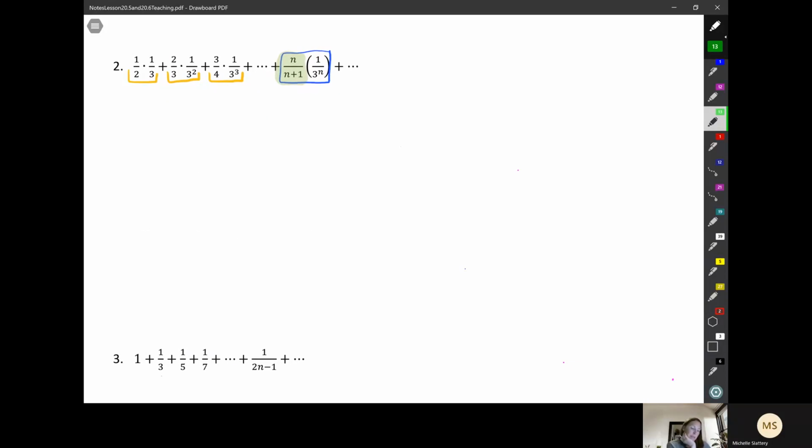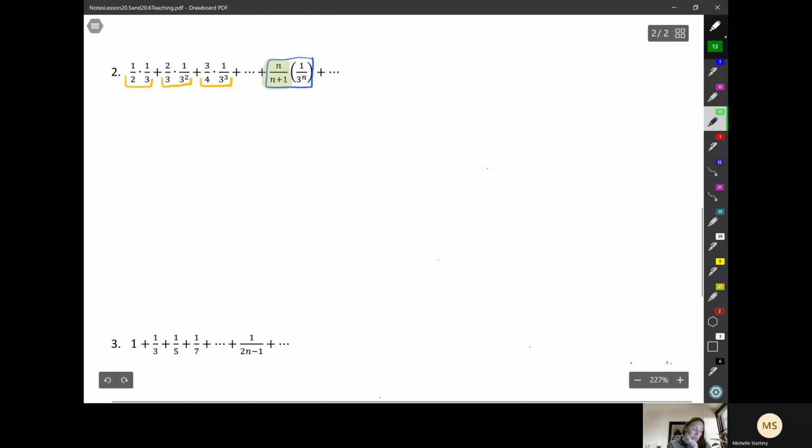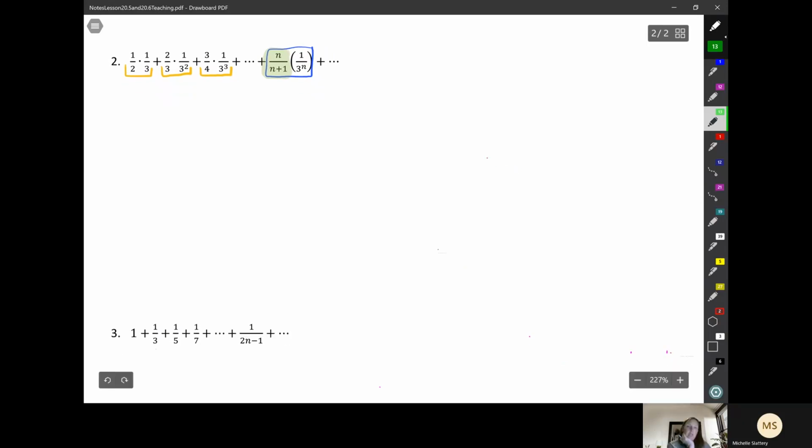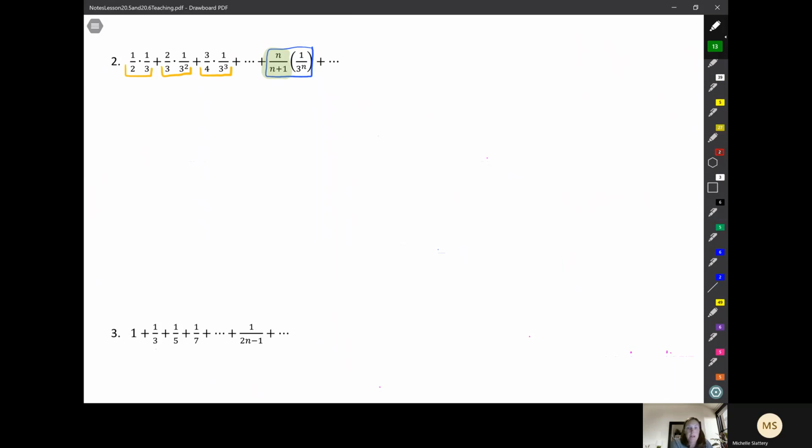So I have 1/2 times 1/3 plus 2/3 times 1 over 3 squared plus 3/4 times 1 over 3 cubed. I can see this is broken up into 2 parts. What I have highlighted in green is n over n plus 1, and that's the first part of that term, multiplied by 1 over 3 to the n.